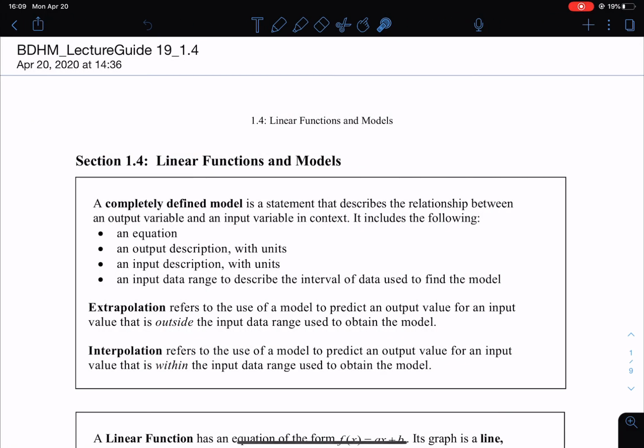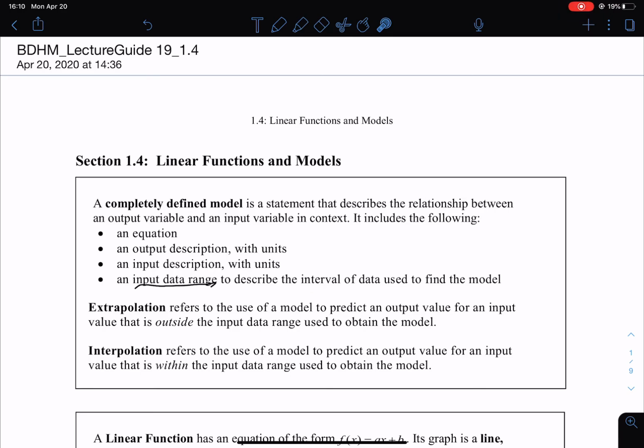Section 1.4, linear functions and models. The first part, a completely defined model. A completely defined model is a statement that describes the relationship between an output variable and an input variable in context. So you have to include the following 4 parts. As long as you see a completely defined model, first, you have to include the equation. Second is the output description with units and the input description with units. And then do not forget the data range, to describe the interval of data used to find the model.